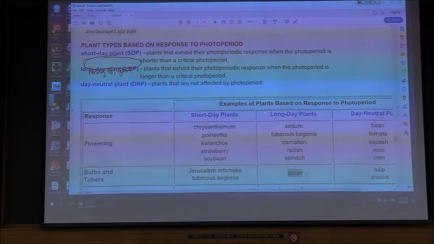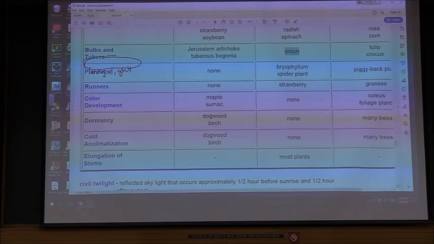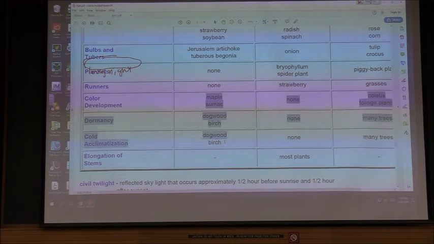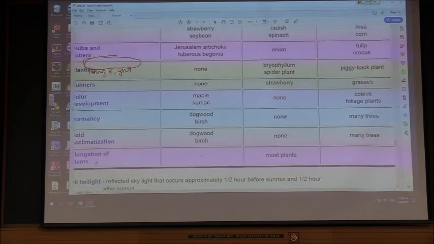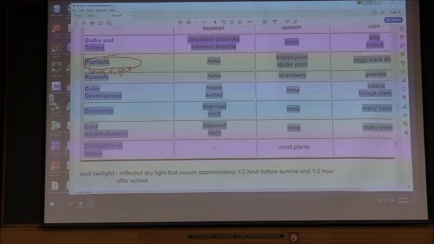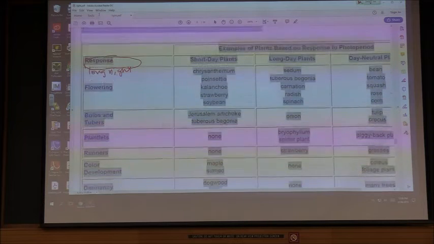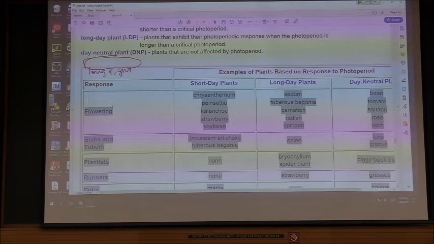Onions are long day plants when it comes to bulb formation. All of our deciduous trees are short day plants when it comes to forming fall color, dropping their leaves, and acclimatizing for winter. Okay? I don't want you to know any of these names or any of these kinds of responses by the plant. But I do want you to know the kinds of things that photoperiod can trigger, which is everything from flowering to bulb formation to plantlet formation to going dormant. The most common being flowering.